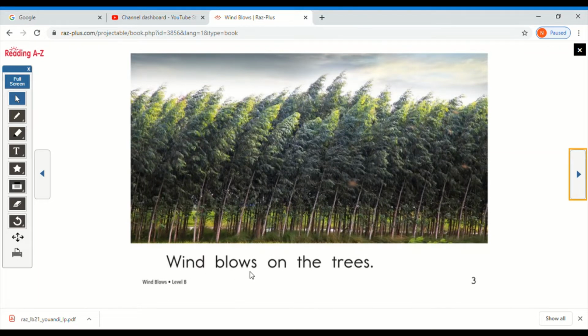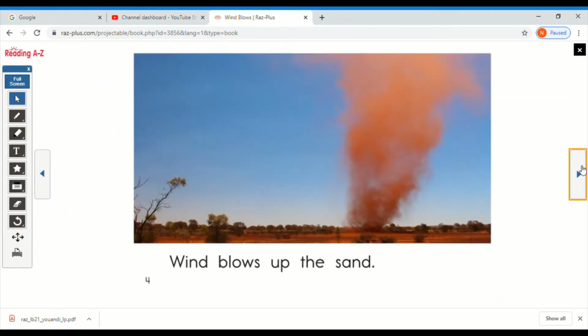Wind blows on the trees. Okay, so I had to look for words I know. Wind blows on the trees. I read it a second time to make it smooth. You try. Good job. Now I want you to think about what is blowing and how it's blowing. Try reading the sentence.